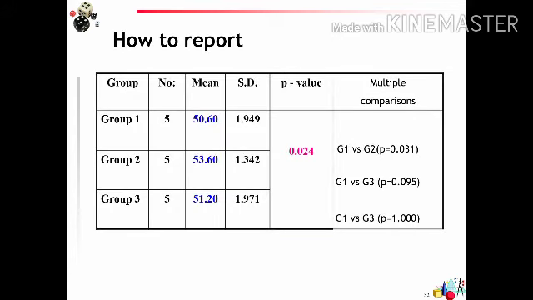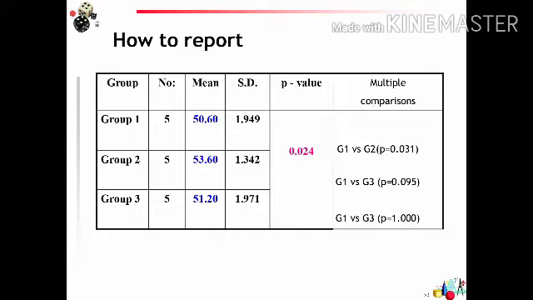Next, how to report the data. This is the way to report the data. Groups are in the columns: group 1, group 2, group 3, with the corresponding number of observations, each group having 5 observations in this sample, and the corresponding mean of the TAI score and the standard deviation of the TAI score for each group are given here. We get the p-value from the ANOVA table, which we can write here as 0.024. This means there is a significant difference in the population mean between the groups.